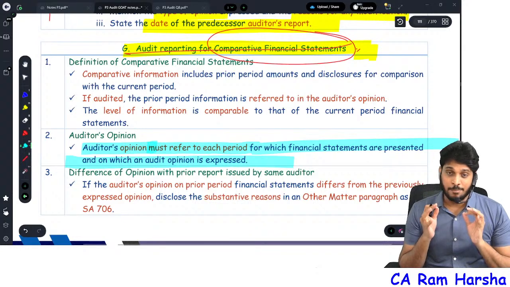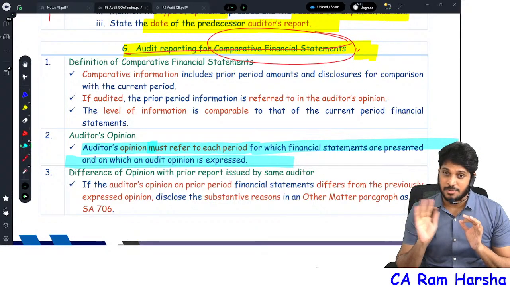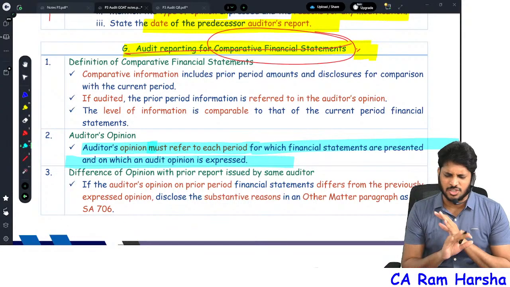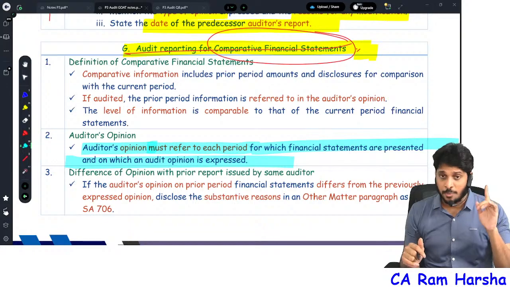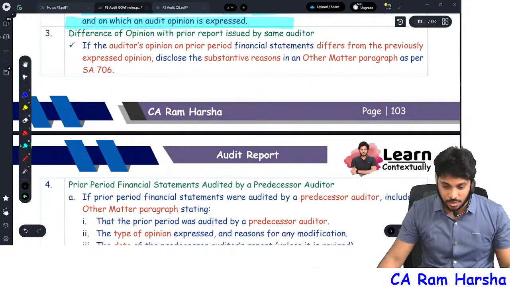I told you, comparative financial statements is not a general purpose financial statements framework. This is not popular in India at all. It is popular in the US.